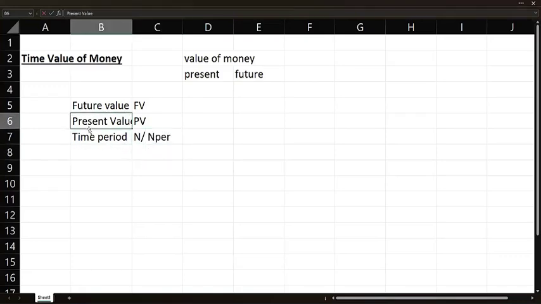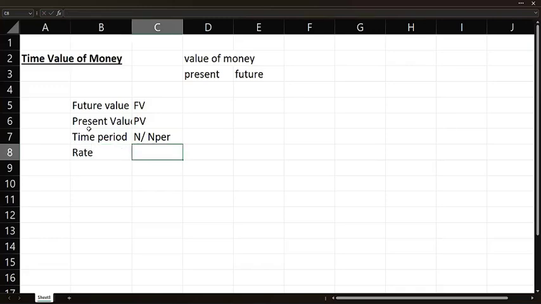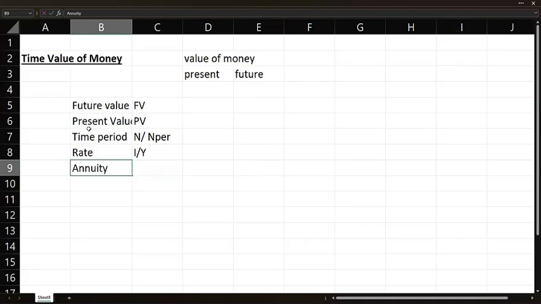Then another thing is rate, the rate of interest, the discount rate. We can mention it as interest, or we also call it yield. When we are dealing with fixed income instruments, we use the word yield. So interest or yield, that is important for you. And the last one is PMT, or payments. These are your annuity amounts, which is represented as PMT, payments.